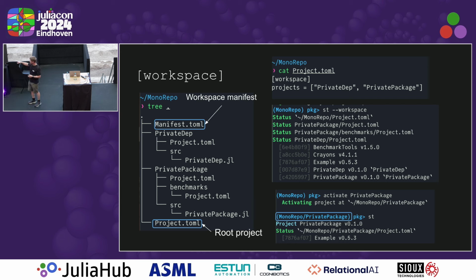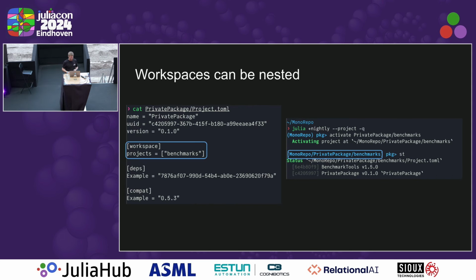And if I activate one of the projects inside this workspace, you can see that the Pkg REPL is a little bit different. It shows you that the mono repository is the root project name, and then you have the private package, which is part of that workspace. And you can also nest workspaces. So if inside one of these packages that were part of the workspace, we also have another workspace, for example the benchmarks here, and if we activate that, we can see on the REPL that it's also part of the workspace.